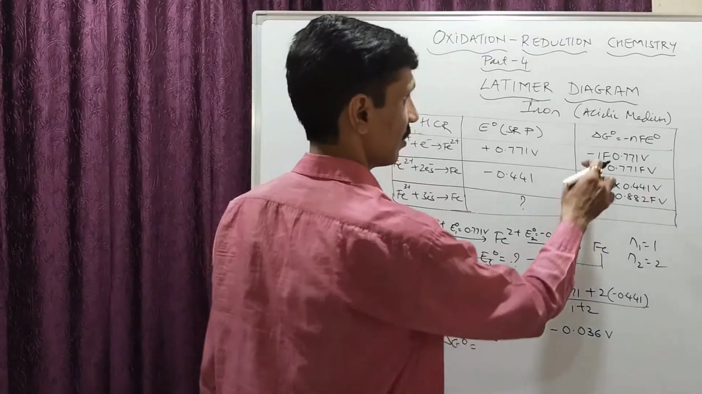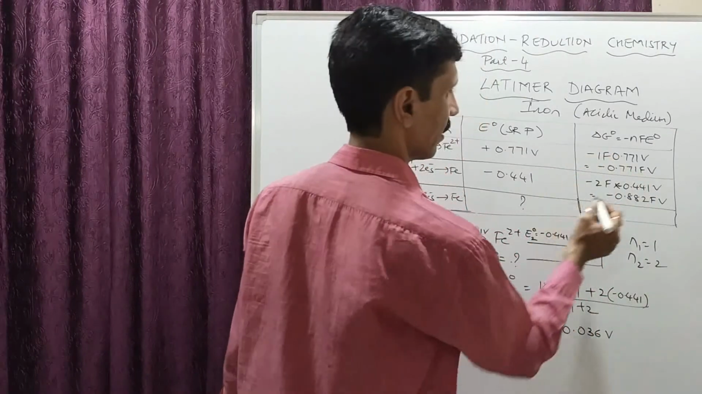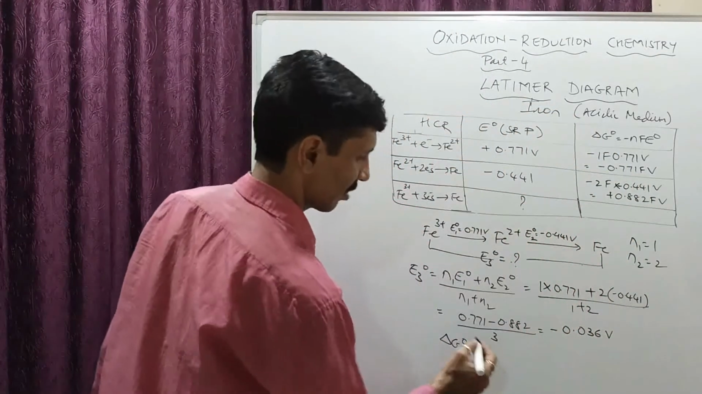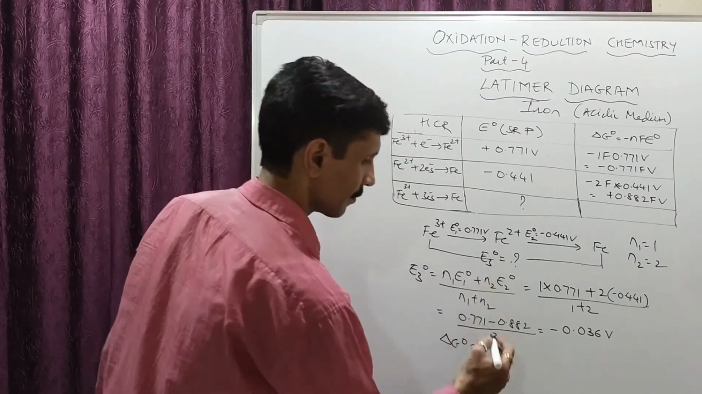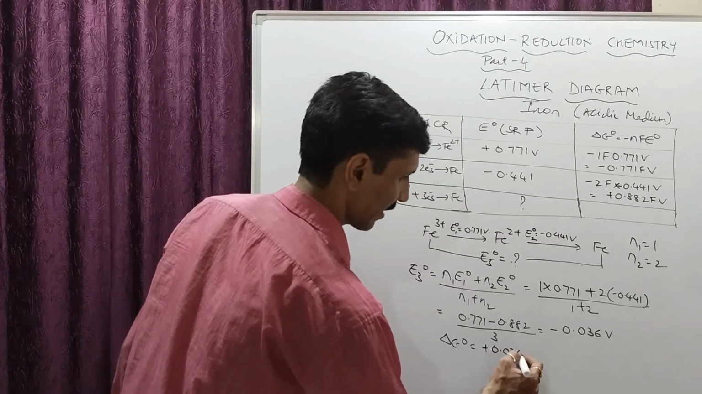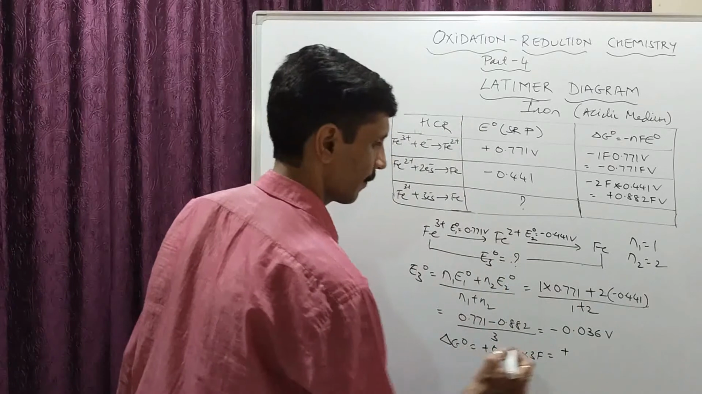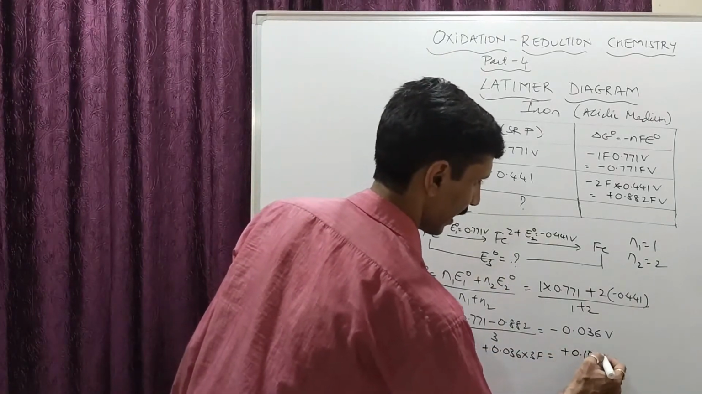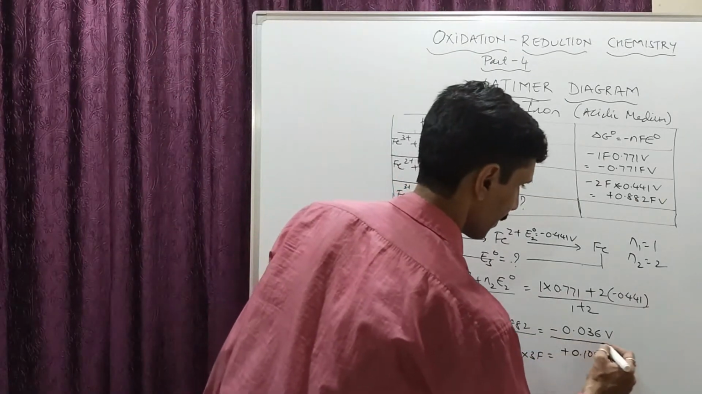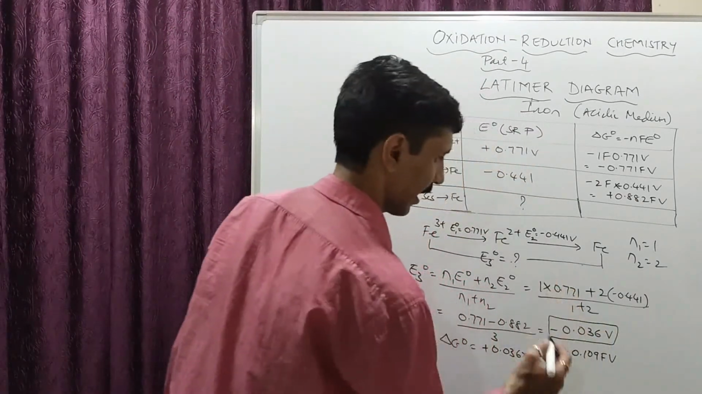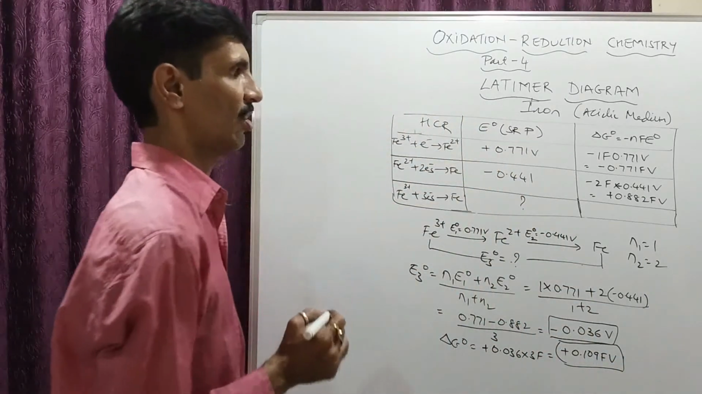And if you want to go for delta G naught, so delta G naught is equal to, this is minus, this is also minus. Okay, here I'll just make a correction, it's minus, so overall it becomes plus. So here also it becomes overall plus. So we have plus 0.036 into 3F. So that is equal to plus 0.109 FV. Okay, this is what we get as delta G naught. So this is the E naught value which we get, and this is the delta G naught value we get.